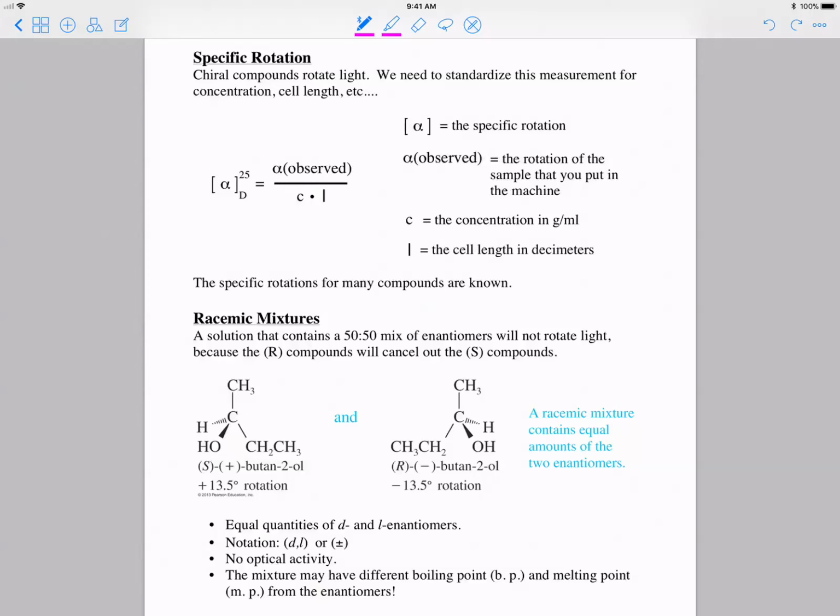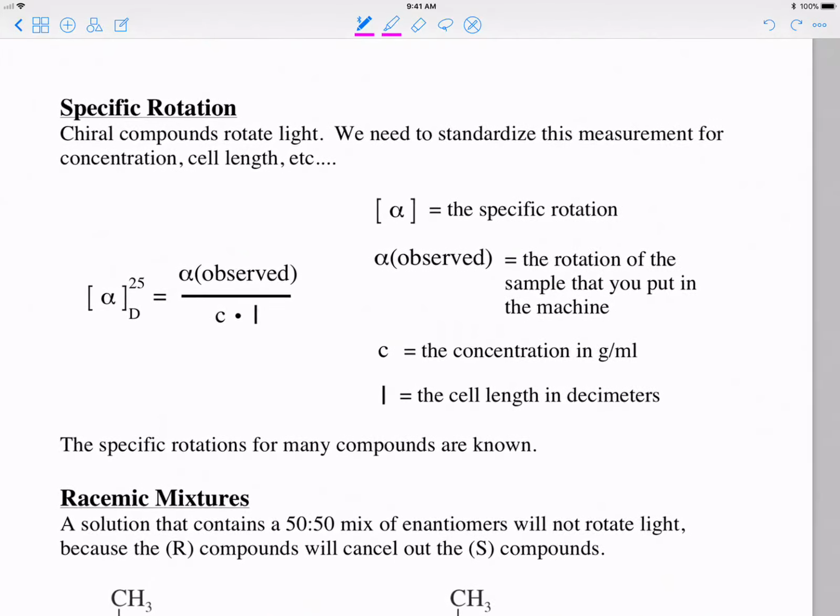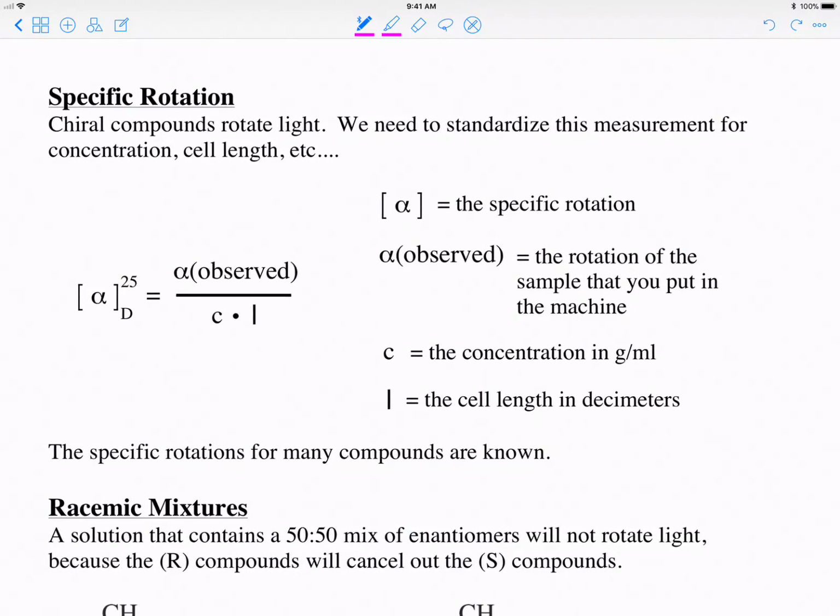Chapter 5, page 10, Specific Rotation and Racemic Mixtures. We just saw in the last section that one of the properties of chiral molecules is that they can rotate light. If you have two different enantiomers, one will rotate light a certain amount in one direction, and the other enantiomer will rotate light the exact same amount but in the opposite direction.